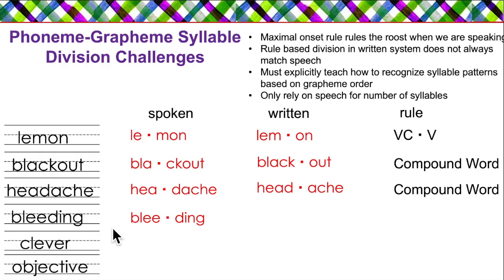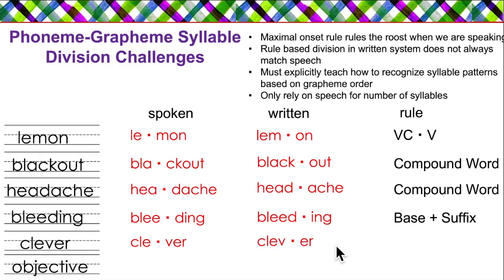You have bleeding, and of course your suffix is going to be your written form of that, or your syllabication of that. Clever, clever. Take a look. What do you guys think the written version would be? If you said that VC vowels, that vowel, consonant, vowel pattern, you are correct.